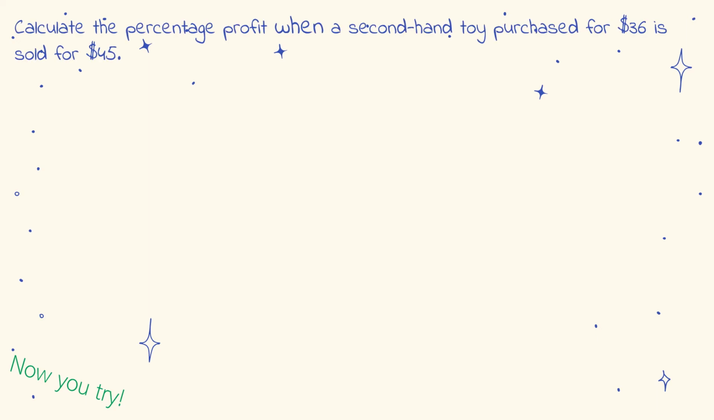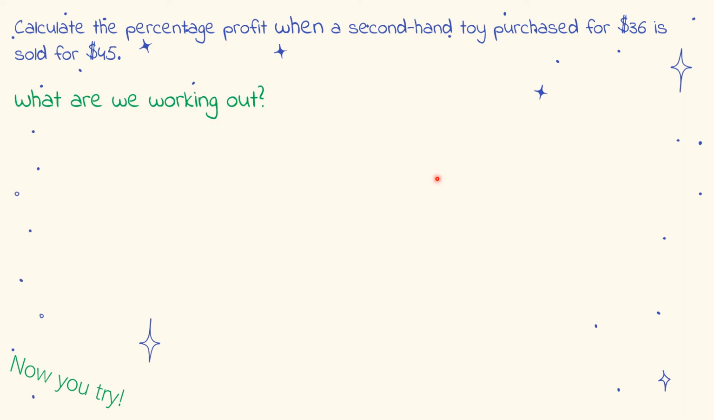Let's do another example. Here we go. Calculate the percentage profit when a second-hand toy purchased for $36 is sold for $45. Now, I want you to try this. I want you to pause me. I want you to try it in your book, and then I want you to see if you get it right. So, first of all, we work out the change, right? So, what was the difference? Divided by your original price, which was 36, multiplied by 100. Okay, pause me now and try this yourself.